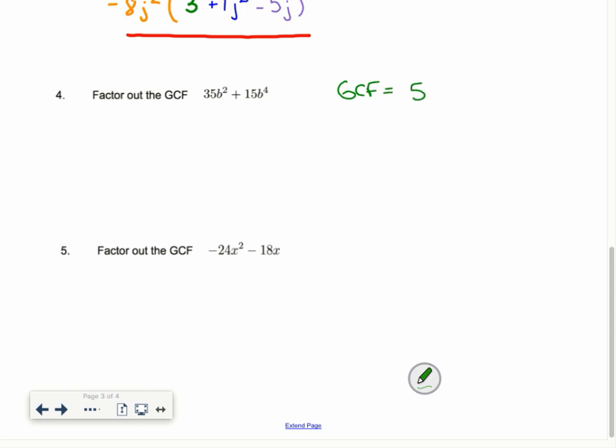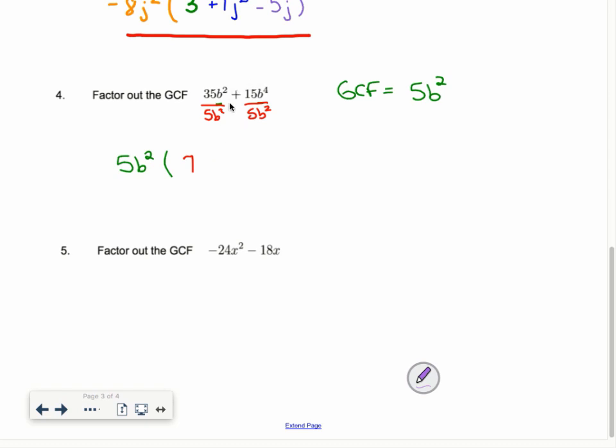And now let's look at our variables. We have a b squared and a b to the 4th. So we have a b, and the smallest exponent is a 2. So that's what we're going to write over here, 5b squared. And then a parenthesis, and then we're going to divide each of those by 5b squared. 35b squared divided by 5b squared. 35 divided by 5 is a 7, and then b squared divided by b squared is a 1, so we don't put anything down here.